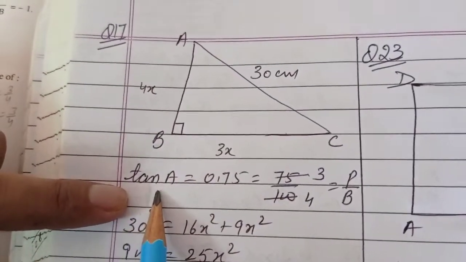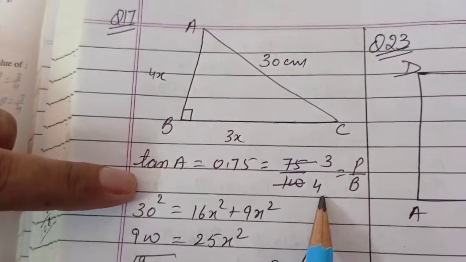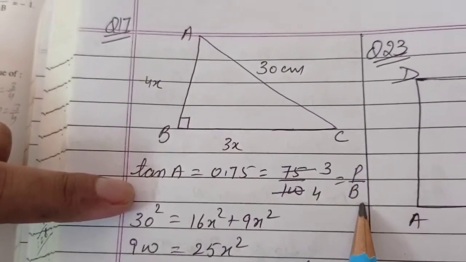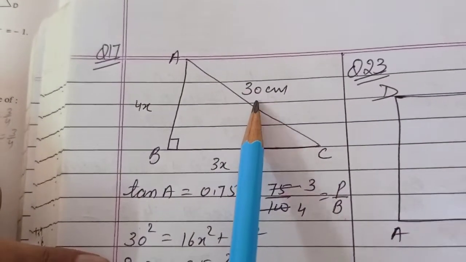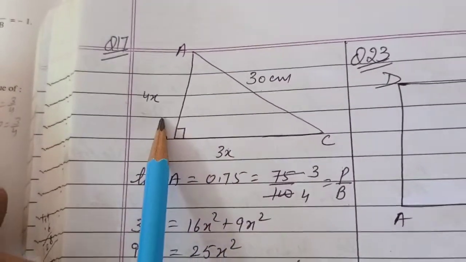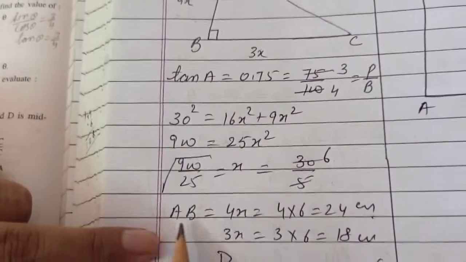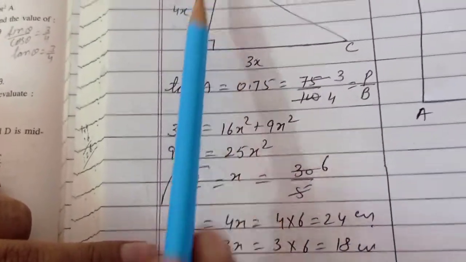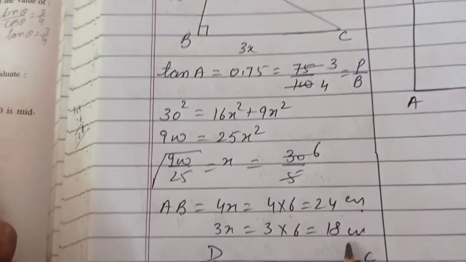See children, you are given tan A is equal to 0.75. Remove the decimal, that is equal to 3/4, and tan is P over B. This side is given 30 centimeter. Again this is a fixed value and these are the ratios, that's why I have taken x over here. Using Pythagoras you can find the value of x. Then we are asked to find the length of AB. AB is 4x, 4 into 6, 24. BC is 3x, 3 into 6, 18.